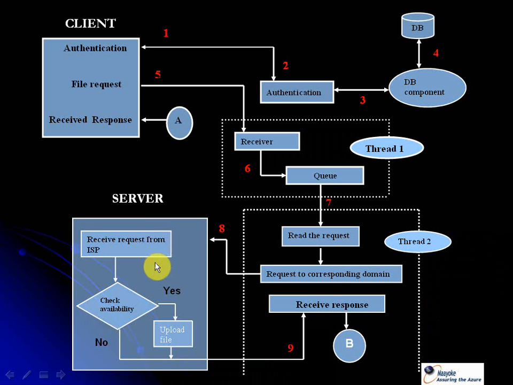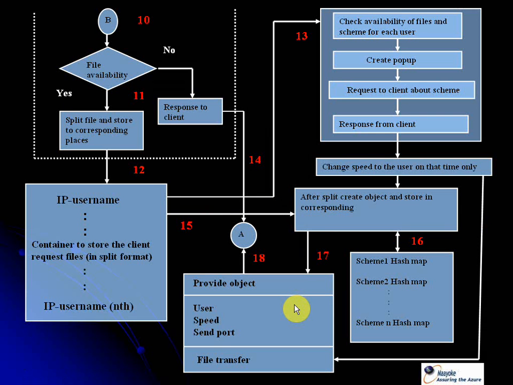So the server receives the request from the ISP. Here it will check whether the file requested is available or not. If yes, the user can upload the file. If no, then no response will be received. Here we are checking whether the file is available. If yes, then we are splitting the file and storing it in the corresponding places. If no, then we will respond to the client that the file required is not available.